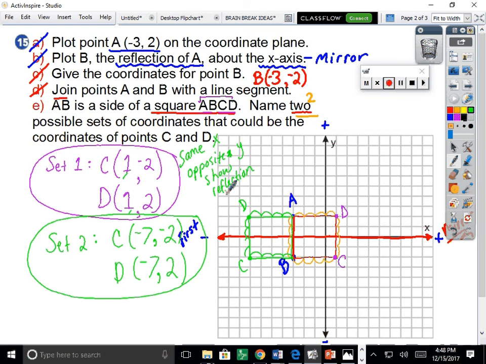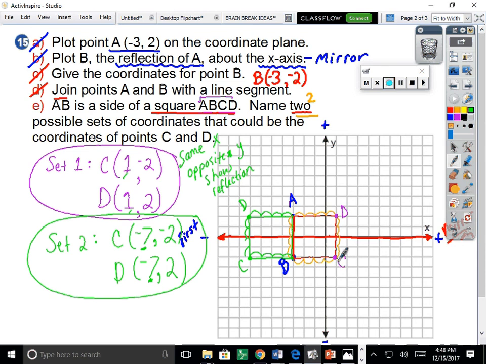How about this one? Is that true also? Looks like the x stayed the same again. Still a -7, still a -7. And what happened with the y value? Looks like it was negative and it became positive. Again, the opposites of y are showing me a reflection. Oh yeah, even C and D are reflections about the x-axis. Even over here, that was true.